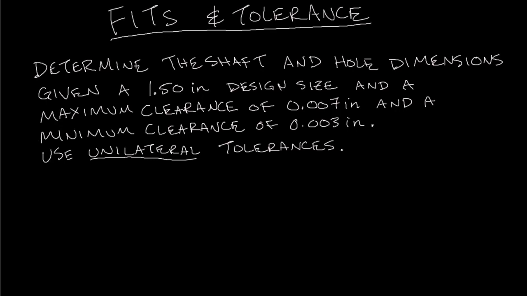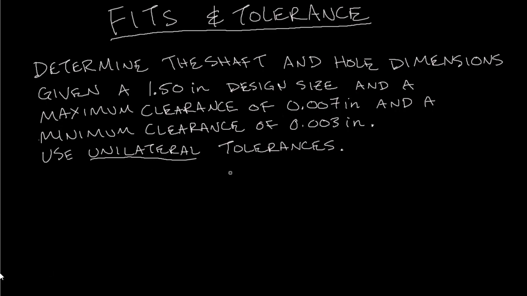All right, in this question, we've been given a design size for a shaft and a hole, and the maximum clearance and the minimum clearance. The question is asking to determine the shaft and the hole dimensions given a design size of 1.5 inches, a maximum clearance of 0.007 inches and a minimum clearance of 0.003 inches. And then it says to use unilateral tolerances.